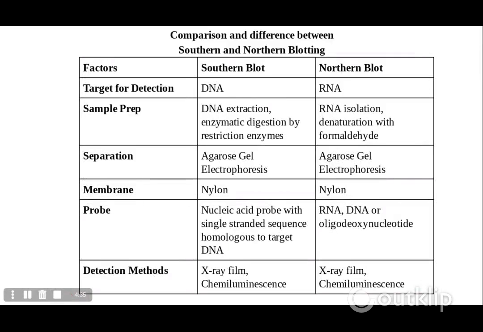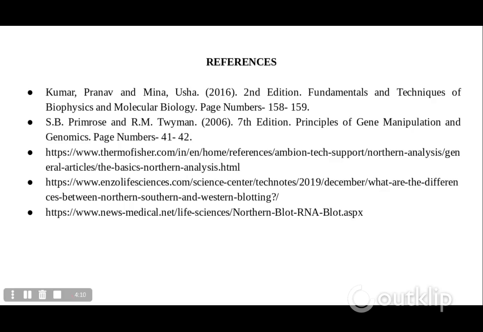The membrane used can be nylon for both, and the probe for DNA, that is southern blotting, should be a nucleic acid probe with single-stranded sequence homologous to the target DNA or the specific sequence we need. And in case of northern blot for RNA, it can be RNA, DNA, or oligodeoxynucleotides. The detection methods used for both southern blotting and northern blotting, that is DNA and RNA, can be X-ray film or chemiluminescence method.